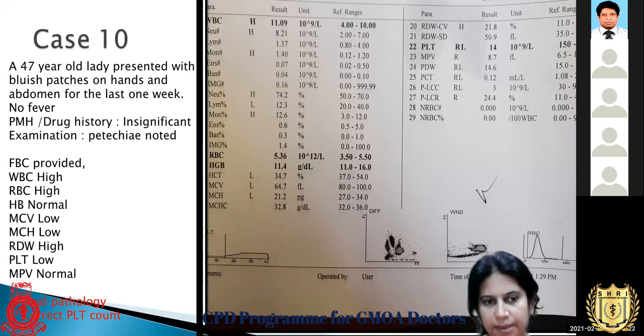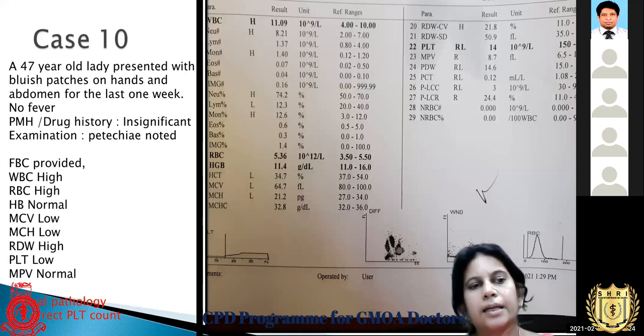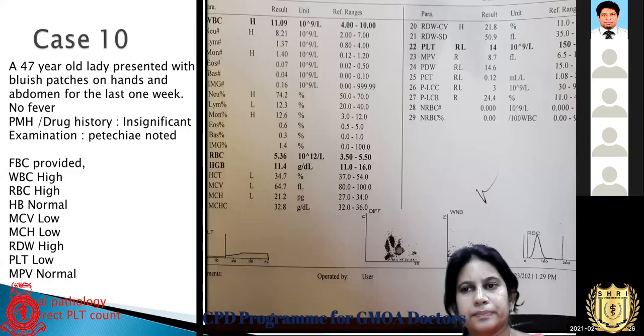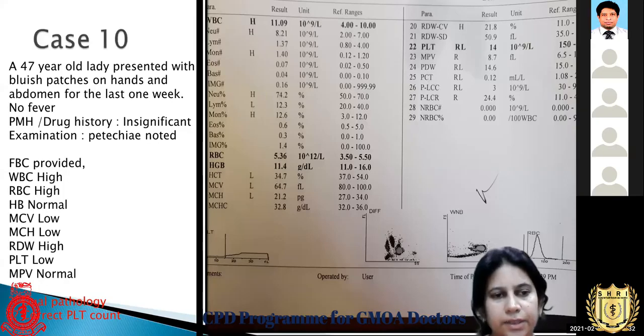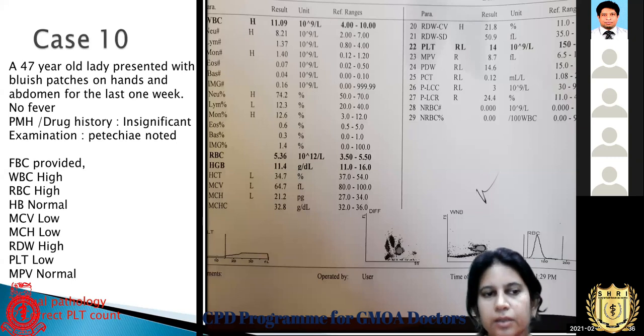Okay, we go on to another case with low platelets. Case number 10. A 47-year-old lady presented with bluish patches on hands and abdomen for the last 1 week. No fever, no history of drug use, no significant past medical history. On examination, you see petechiae only. Rest of the examination normal.